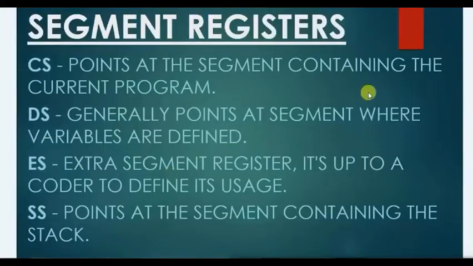These are some of our segment registers. We can see here CS, DS, ES and SS. There are 4 segment registers, and all of them have some specific use. For example, CS is also called the code segment. It points at the segment containing the current program. So friends, it will be pointing to that particular segment which will be holding our current program. Similarly the other registers, the data segment, extra segment and stack segment, every segment register has its specific use, which I will be explaining during the coding.